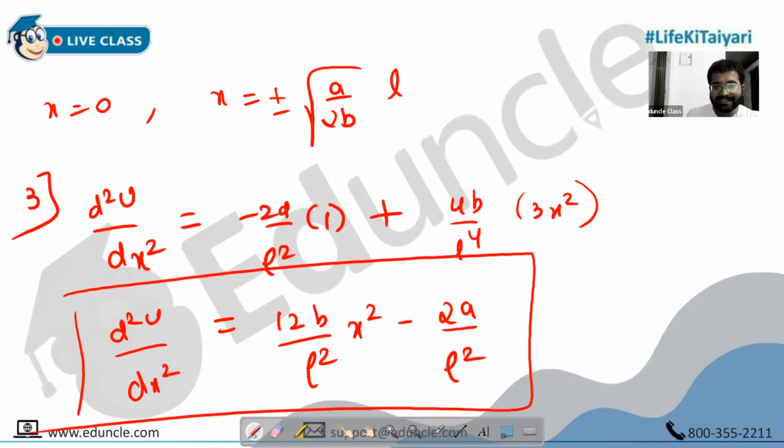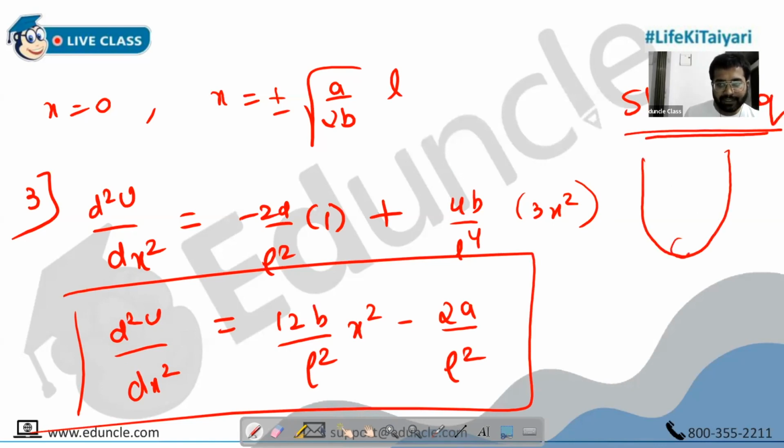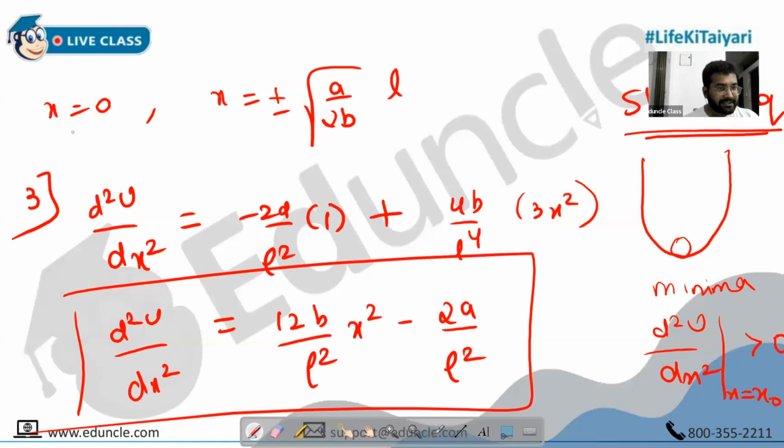Remember, oscillation happens where, people? Stable equilibrium. I repeat, oscillation happens where? Stable equilibrium. Stable equilibrium means something like this. So this is minima. So what is the condition for minima? That d square u upon dx square at the mean position must be greater than 0. So if you substitute this, only if the value is greater than 0, then that is your point, people. Only then that is your point of stable equilibrium.